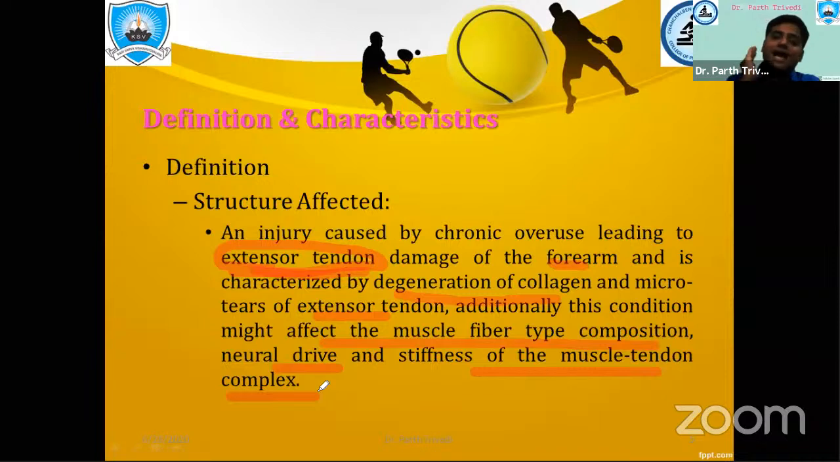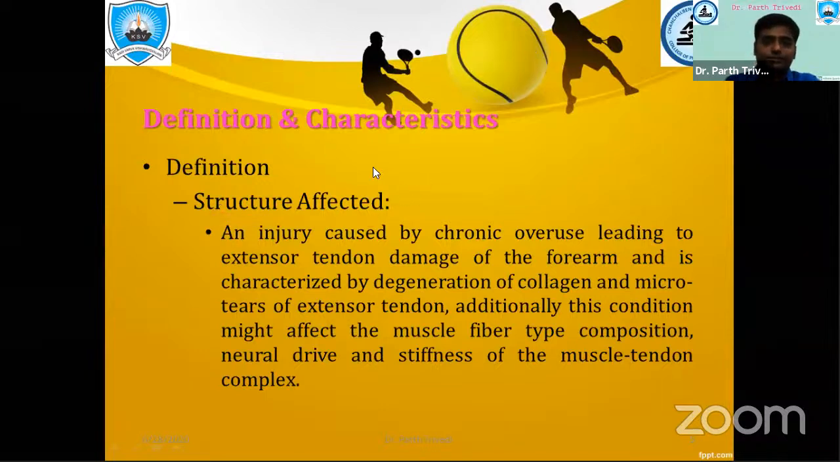So when an injury is gradually progressing from acute into a chronic stage, you see that muscle fiber compositions like collagen fibers decrease, and this has been increased by fibroblasts. So this muscle fiber composition gets involved. You have nociceptors coming into the picture, and then you have restricted range of motion in the elbow and also in the wrist, causing this kind of definition based on the structure which is affected.